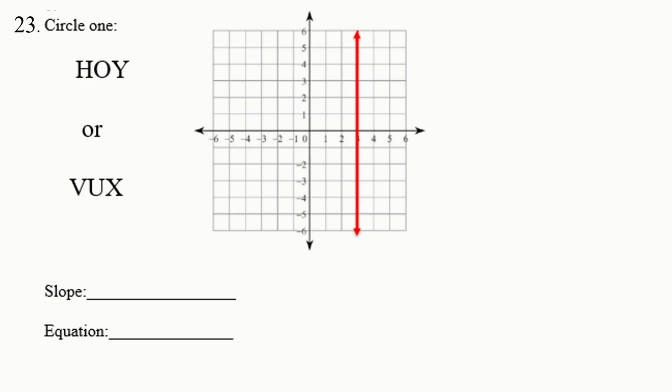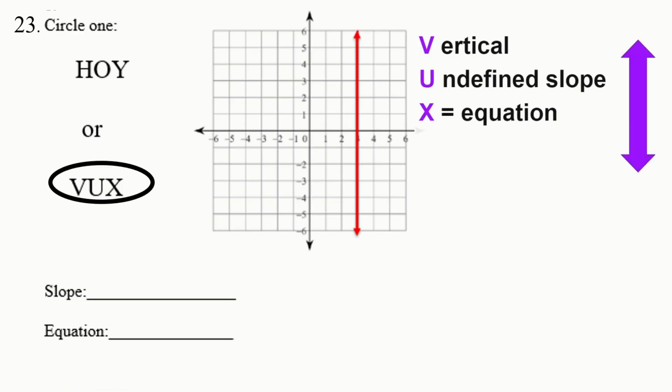The next one that we have, this is a vertical line, so this would be VUX. Vertical line, undefined slope, and then x equals equation. So for us, slope is going to be undefined, and then x equals equation. This would be x equals 1, 2, and this would be 3. So x equals 3 is our equation.